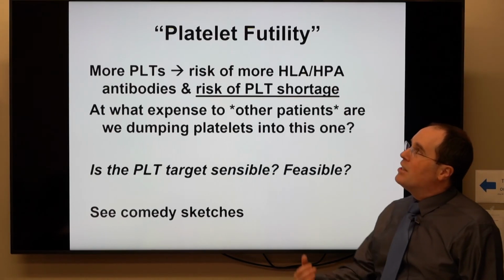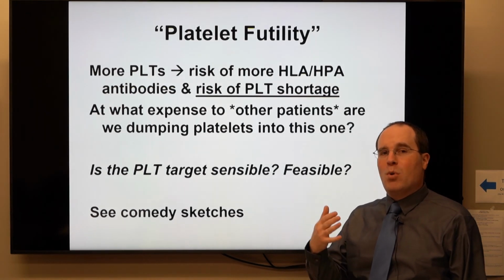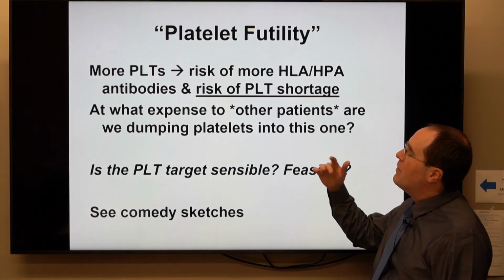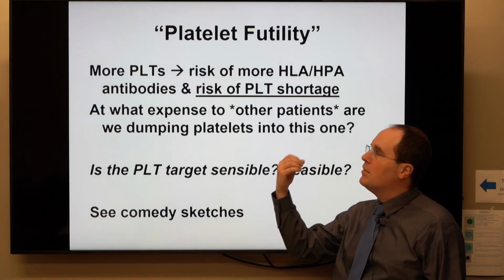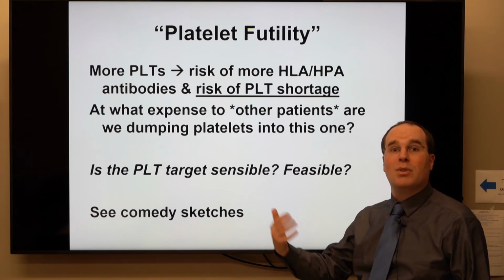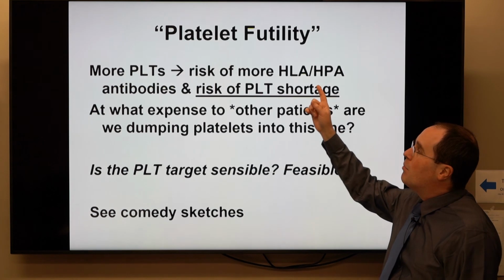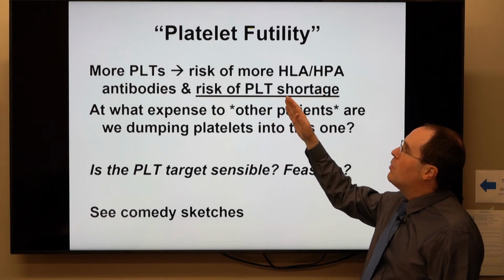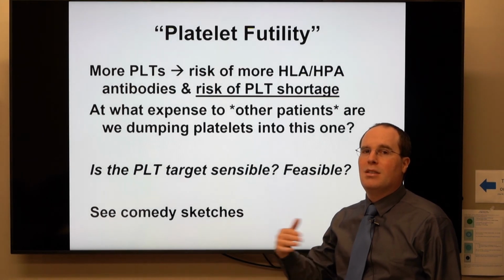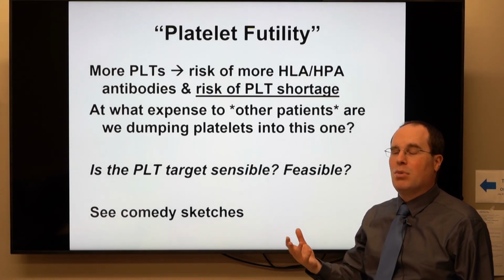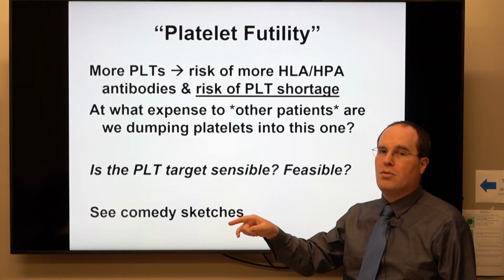So I should also mention this concept of platelet futility, which again is a comedy sketch, but to say it more rigorously, if you have a patient who's refractory or potentially refractory, and you give them more and more platelets with more and more foreign antigens, right, then you have a risk of more platelet antibodies and a risk also of a platelet shortage, right? The blood bank might run out of platelets or might have to start rationing platelets, and that might affect many patients, including that patient that we're trying to treat.